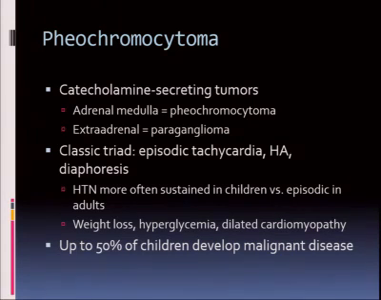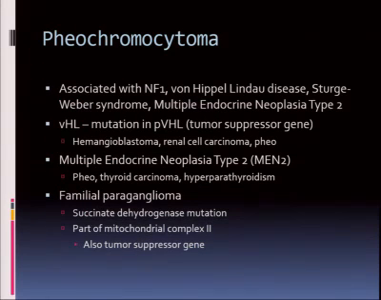Malignancy is very commonly associated with pheochromocytoma in children, which we'll talk about next. So there are a variety of syndromic associations, as I mentioned previously, NF1 being probably the most commonly cited, von Hippel-Lindau disease, Sturge-Weber, and multiple endocrine neoplasia type 2. The majority of these are associated with a defect in a tumor suppressor gene. So in VHL, this is a mutation in the VHL tumor suppressor gene, resulting in a variety of malignancies that these patients can develop, including hemangioblastoma, renal cell carcinoma, and pheo.